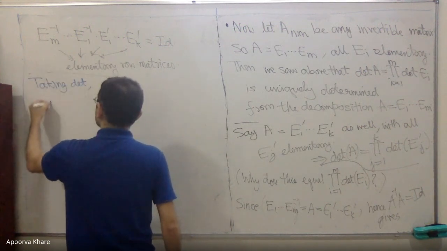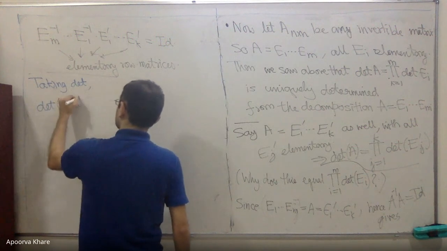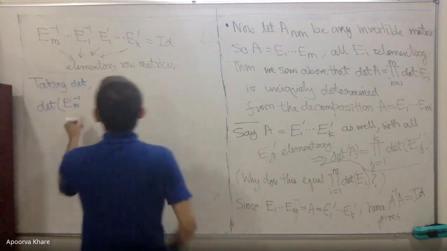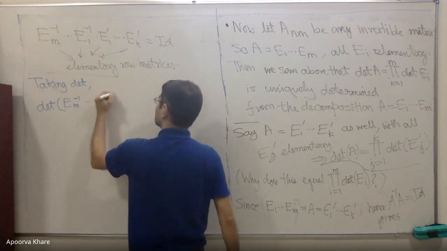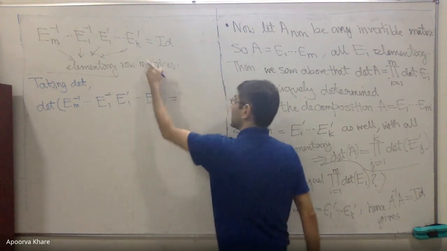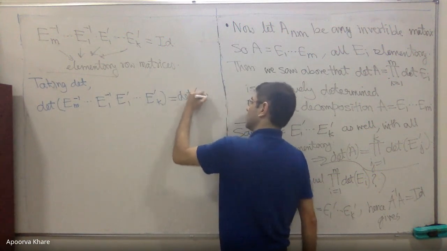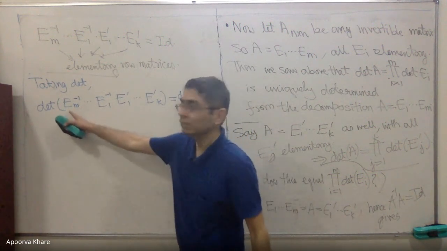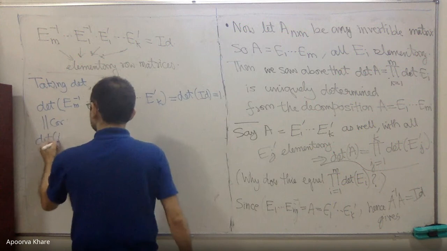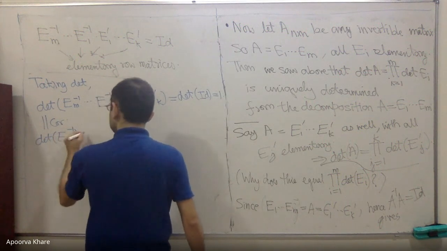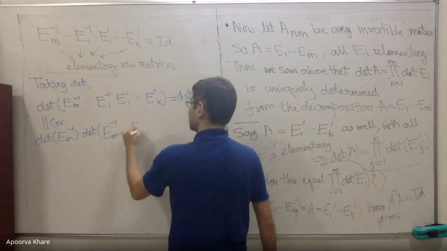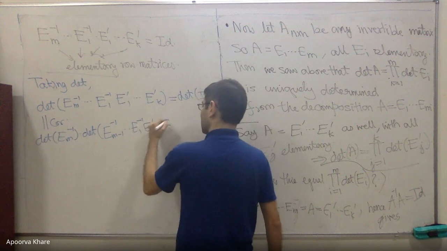You get det of Em inverse... sorry. Det of Em inverse dot E1 inverse E'1 dot E'k is det of identity, which is 1. But again, each of these is elementary, so by the corollary, this is det of Em inverse times det of the rest: Em−1 inverse dot E1 inverse E'1 dot E'k.